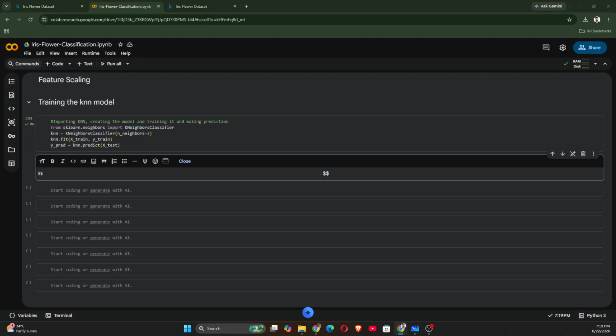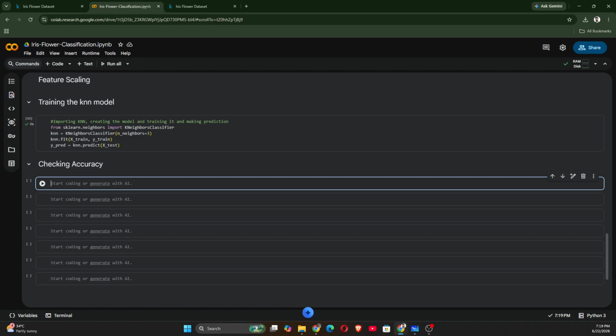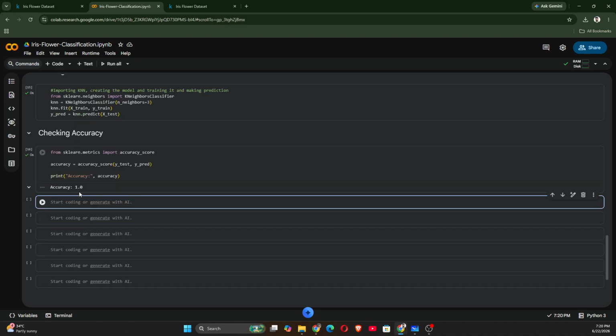Now let's check the accuracy of this algorithm. Accuracy is 1. That means 100% of predictions are correct. That's why you now know why I was using k nearest neighbor over here. Okay, so next we will be using a confusion matrix.